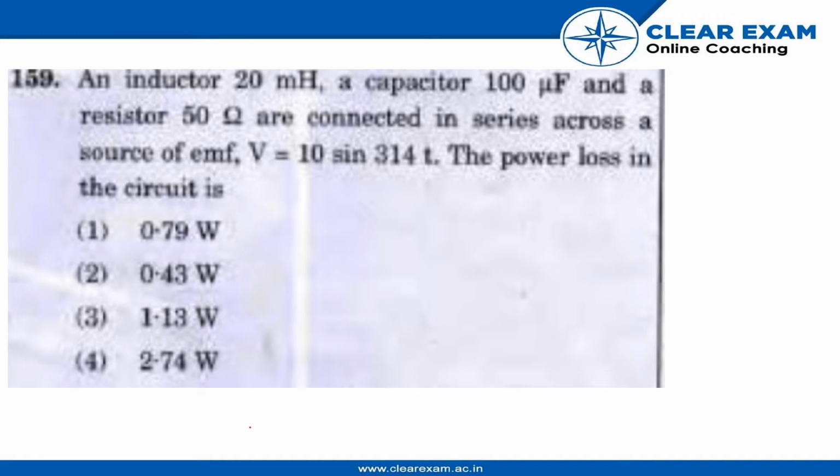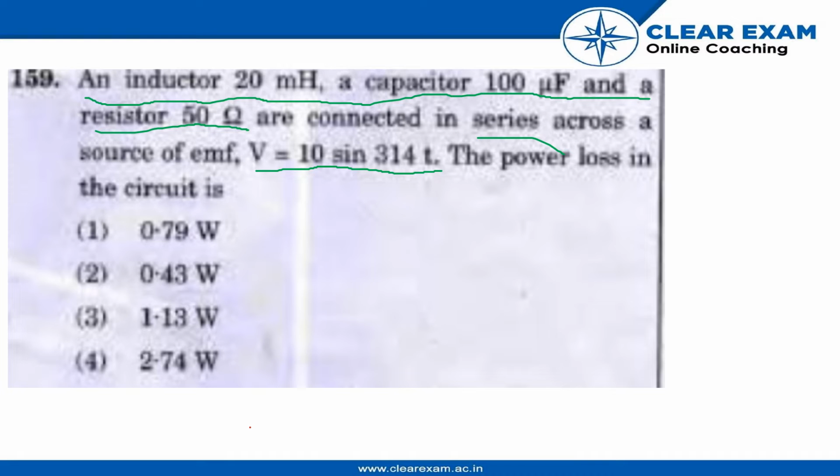Hello. So today's question is: an inductor of 20 mH, a capacitor of 100 microfarad and a resistor of 50 ohm are connected in series across a source of EMF equal to V = 10 sin(314t). The power loss in the circuit is?